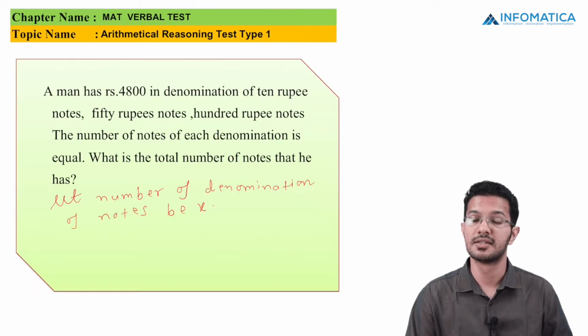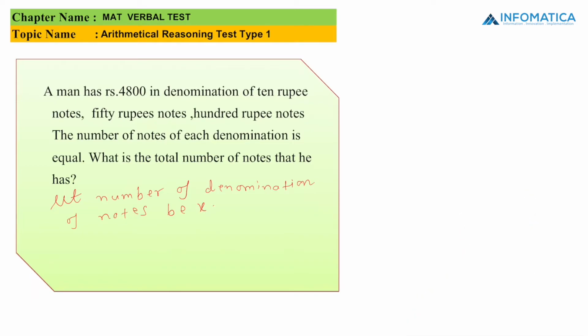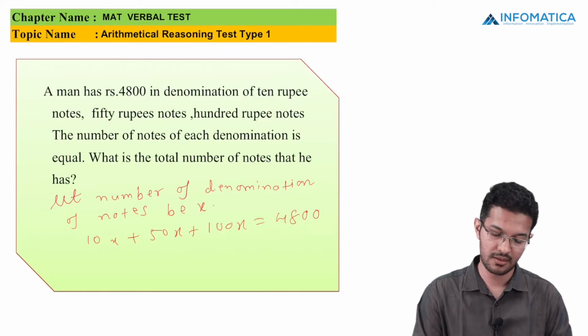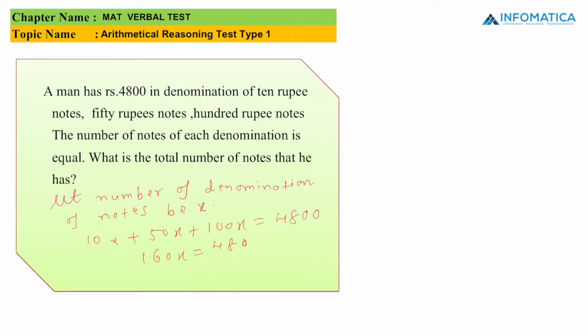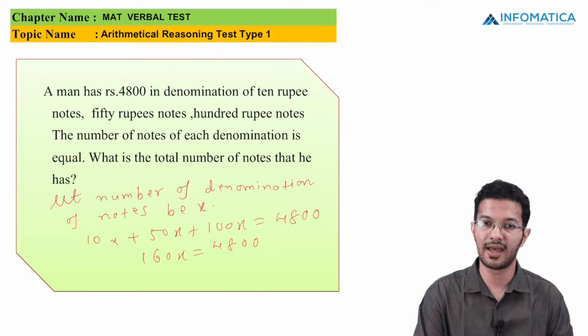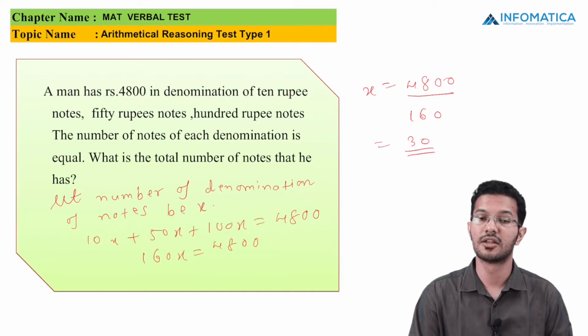So we can say that since the denomination of notes is equal, 10x plus 50x plus 100x will be equal to 4800. On adding 10, 50 and 100, we get 160x. Hence, we get the value of x as 30. So we can say that the number of notes he has is 3 into x.